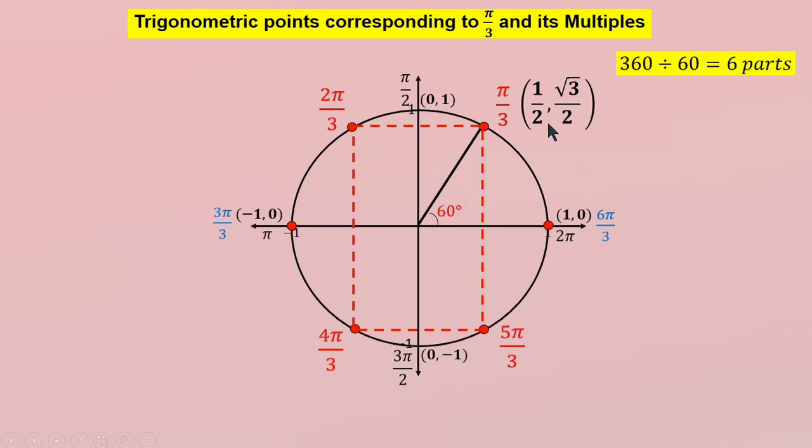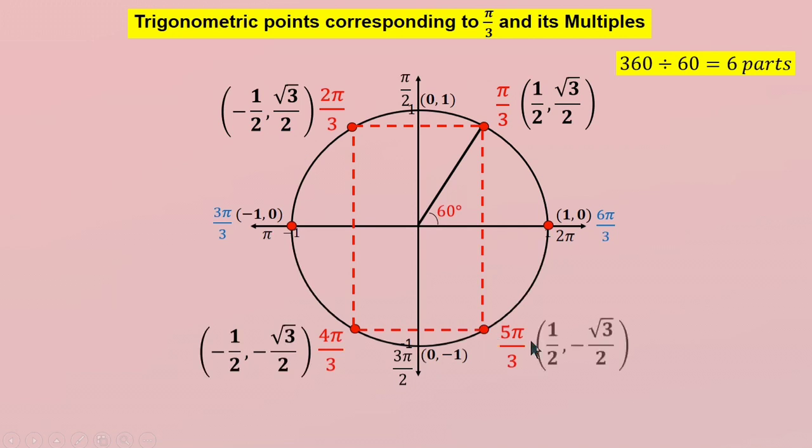Nag-iiba lamang sa sign. Here, the x value is negative, while y is positive. While at 4 pi over 3, the signs of x and y are both negative. And at 5 pi over 3, x is positive while y is negative.